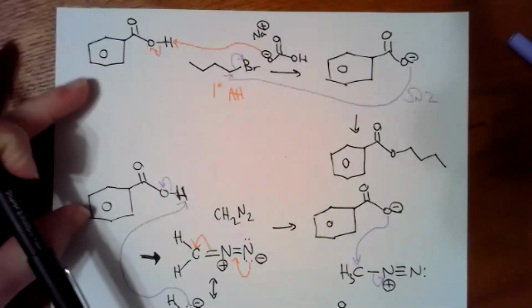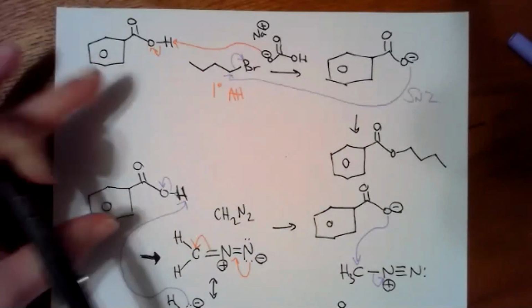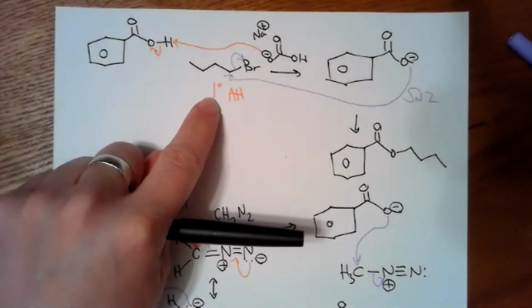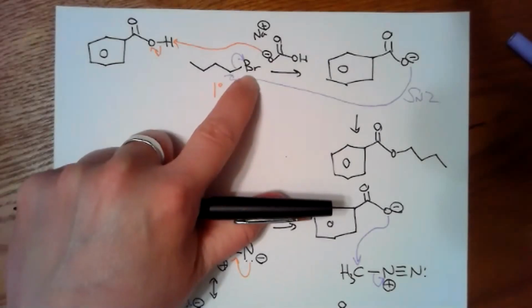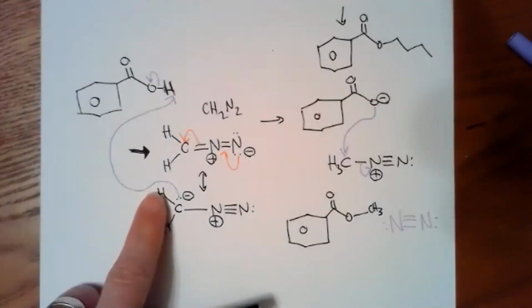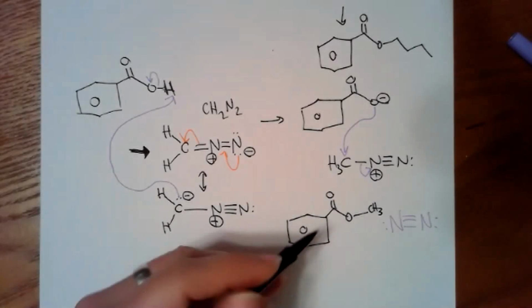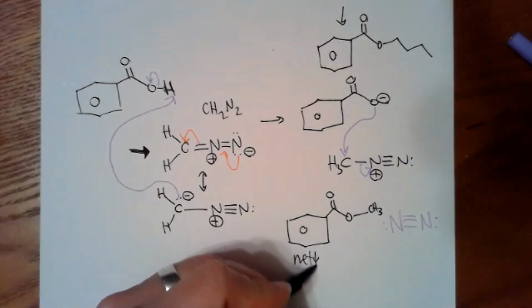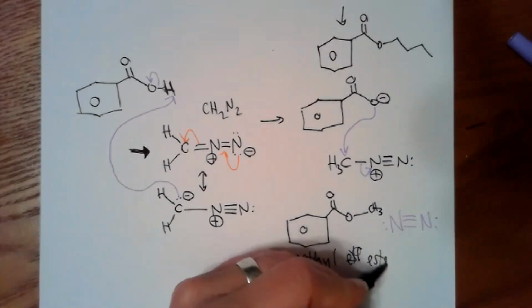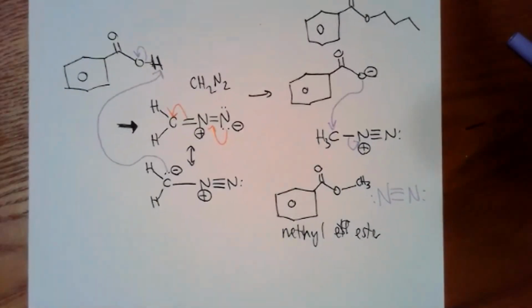The first one and this one are both make a carboxylate, do SN2. This one up here is creative. You can do a lot of different alkyl halides or other groups that have good leaving groups, like maybe sulfonate esters, tosyls and mesyls and such. But down here, this diazomethane, you're always going to get a methyl ester out of this guy. Always. Methyl ester out of a diazomethane reaction.